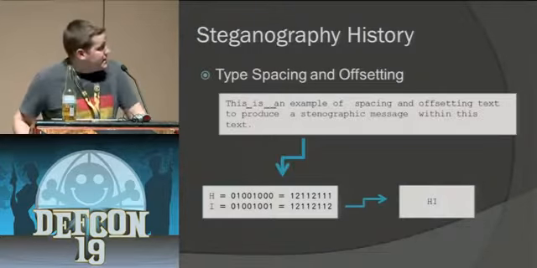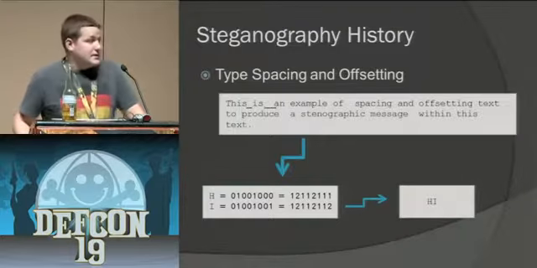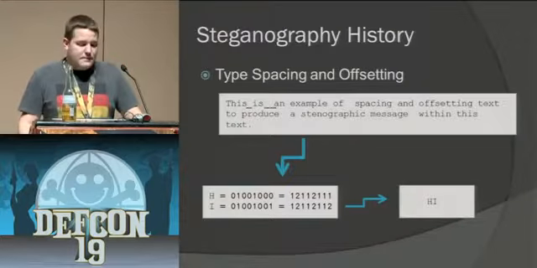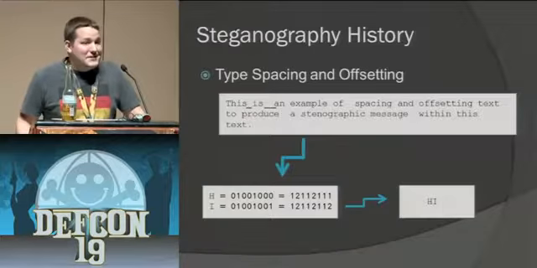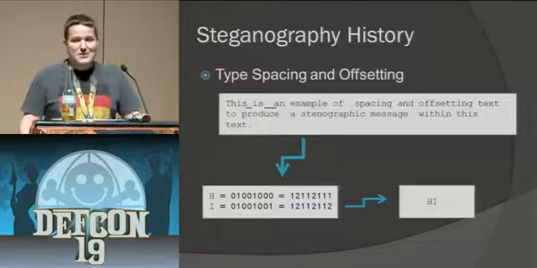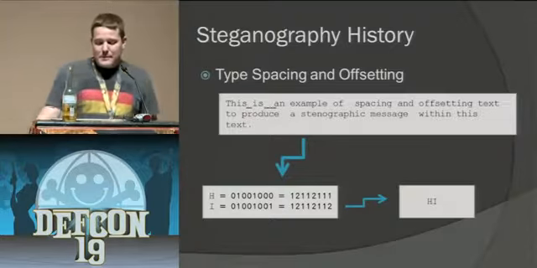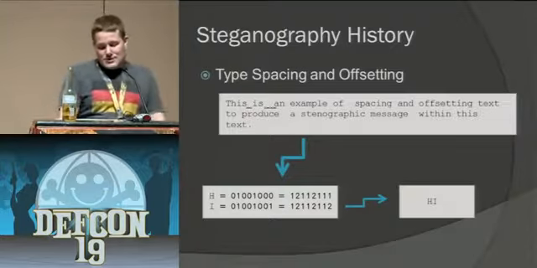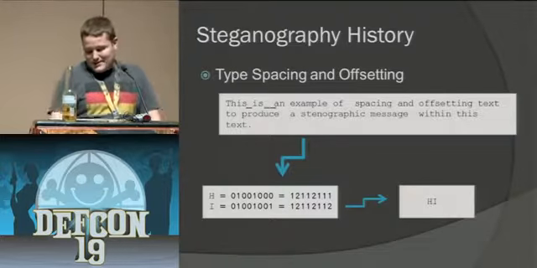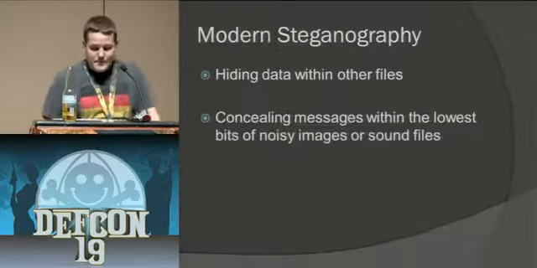Type, spacing, and offsetting. Again, this is a lot like the null cipher. You have to have a really, really long message in order to get out a really short message. So, those are the shortcomings involved there. You'll end up with a really long message and you translate all the way across and you get something as simple as hi.